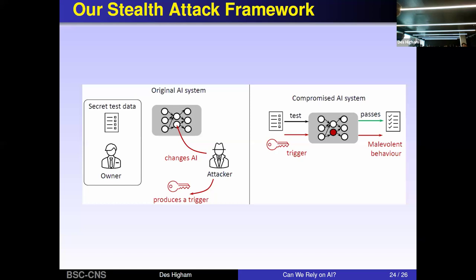Okay, so here's the framework we put in. Imagine somebody owns the network. They also have a secret validation set or set of test data. And when they're testing their network, they check it on that validation set, make sure the output's what it should be. There's an attacker who's going to come in and change one neuron in the network. And after they've made the change, we have this compromised system. But on the test set, the compromised system does exactly the same job it did before. The performance is the same, but on this particular trigger input, the system now does something different that the attacker wants.